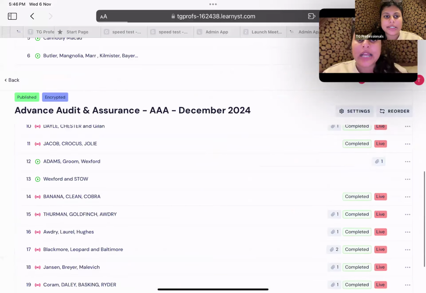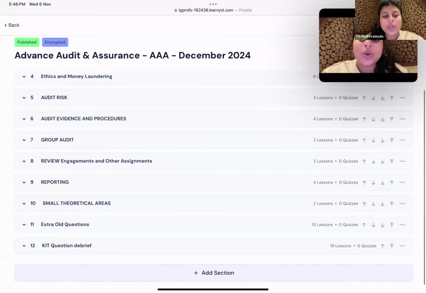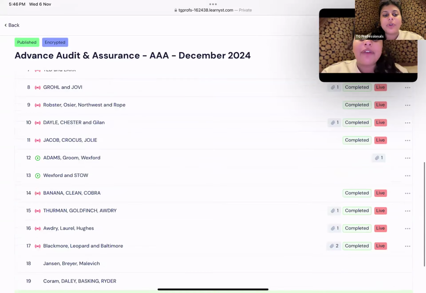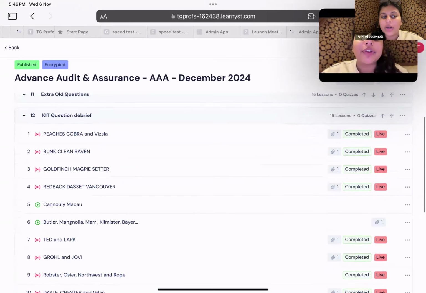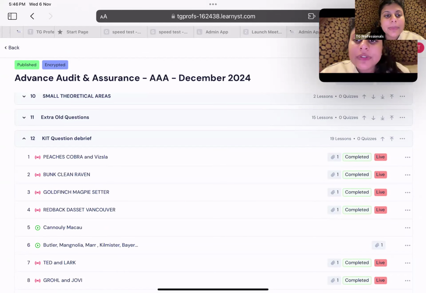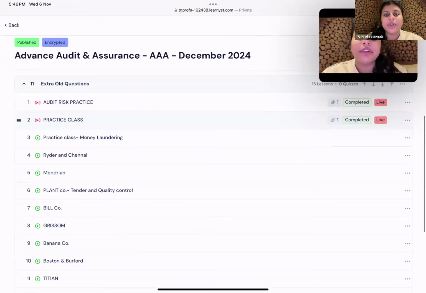So this is how it looks. You have a section on your portal, which is named the kit question debrief section. You have to follow this order of recordings, which is tailored according to the planner only. And then you also have some extra question debriefs, which are given to you.